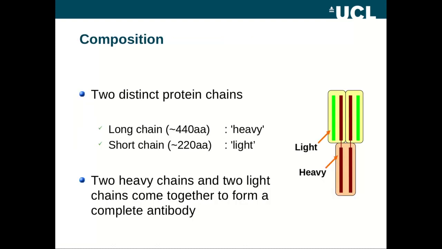So the composition of an antibody, as we saw in a schematic overview in those last two slides, is two so-called heavy chains and two so-called light chains. The heavy chains are approximately 440 amino acids in length and are shown in the image on the right in brown. And the light chains are about 220 amino acids in length and shown in green. So two heavy chains come together, each of which is paired with a light chain to form a complete antibody.